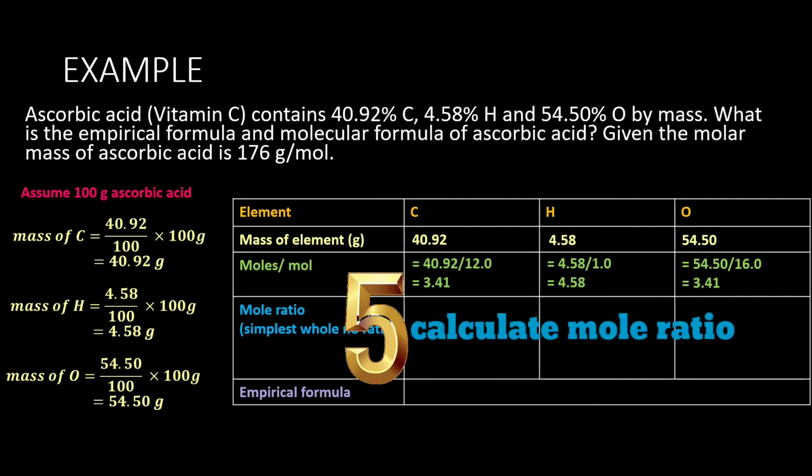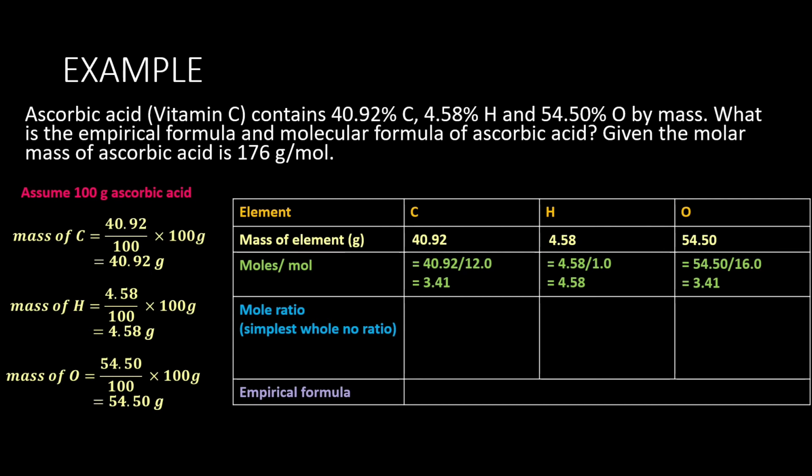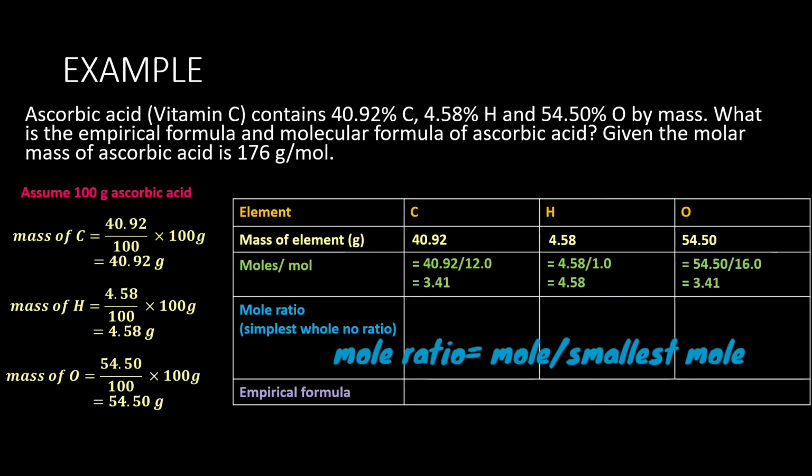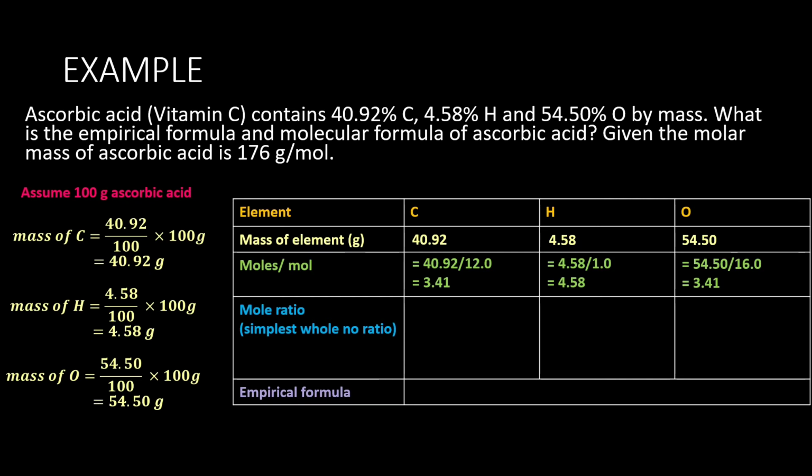So how to calculate the mole ratio? In step number 4, we already found the moles, and the smallest moles is 3.41. To calculate the mole ratio, we divide all the moles by the smallest mole we found in step number 4. For carbon, 3.41 divided by 3.41, the smallest mole, we get 1.